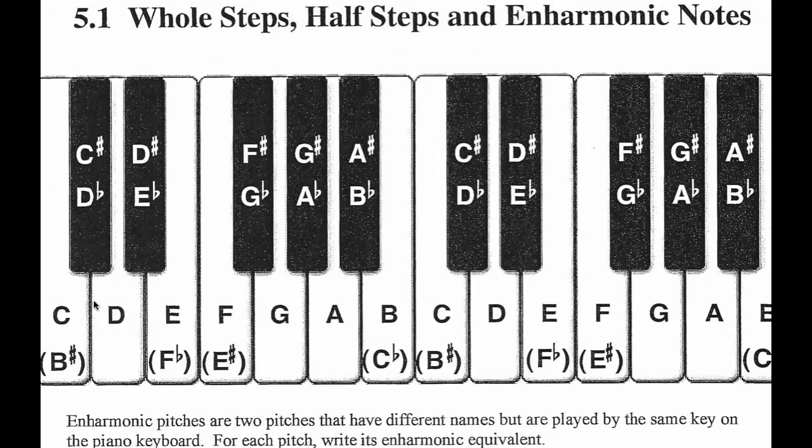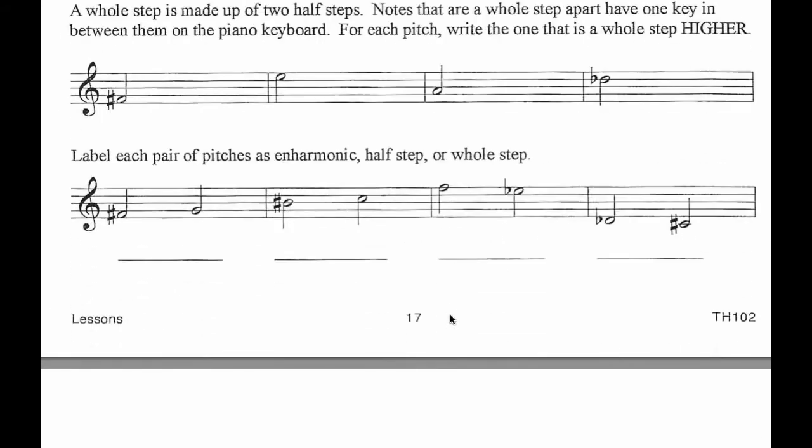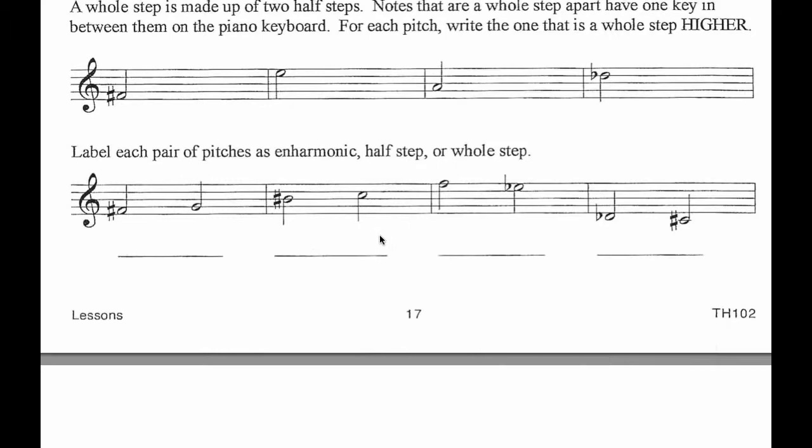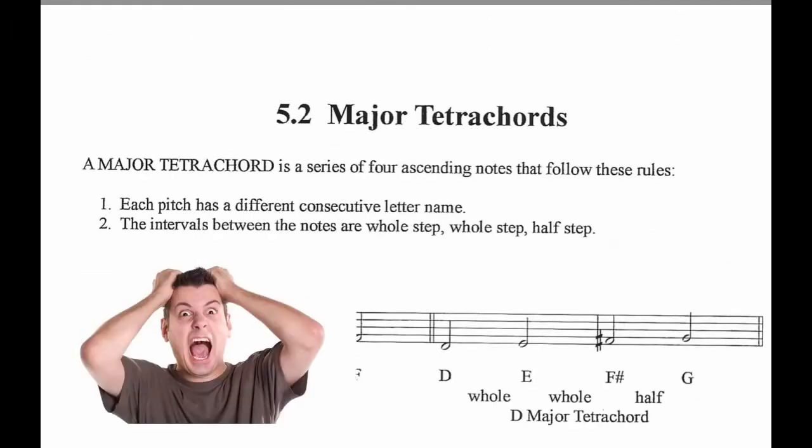Check it out. It's labeled here for you. They're the same note. So that means it's an enharmonic. All right, so B sharp, here's B. If we go up a half step because it's sharped, then we get C. So this is enharmonic. Let's go on to tetrachords.